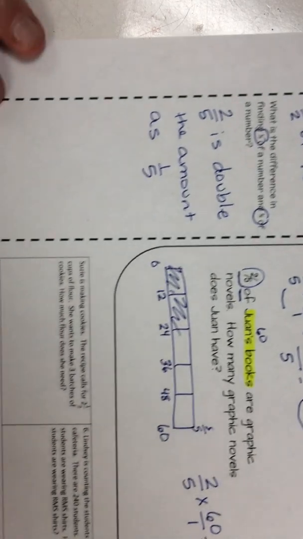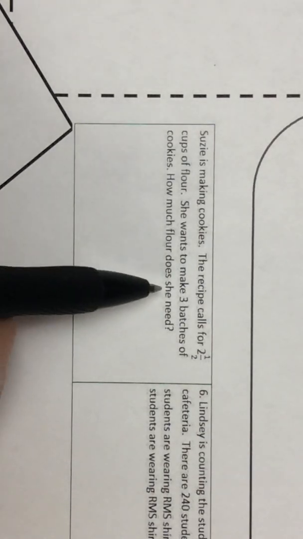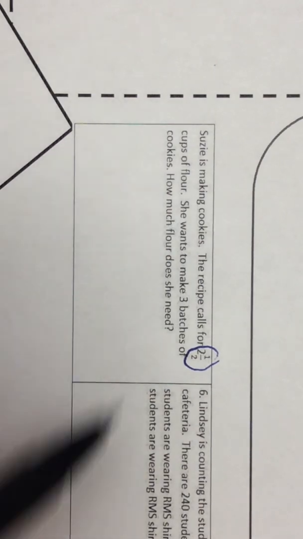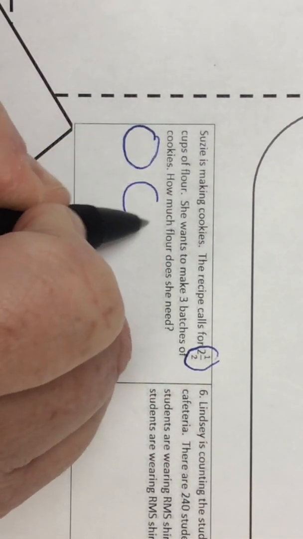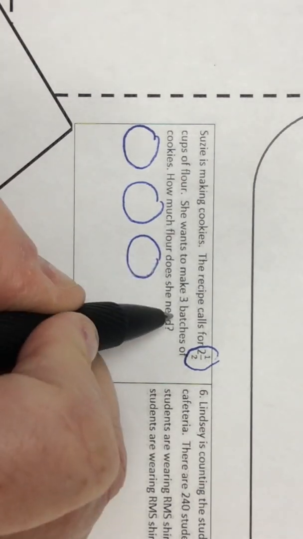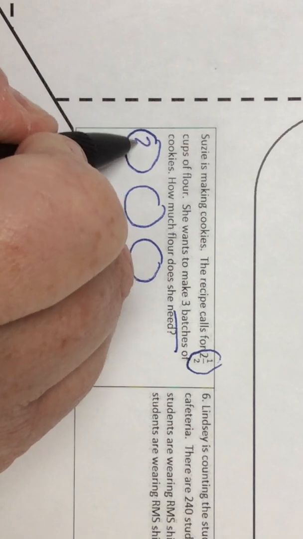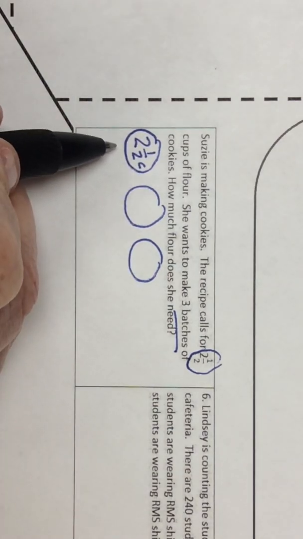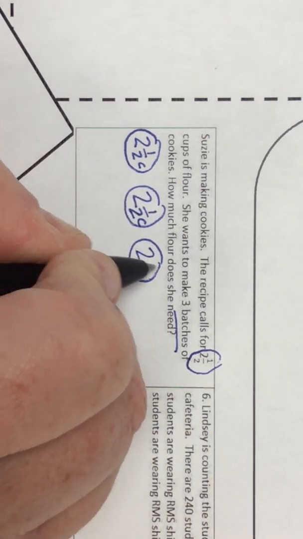All right, we're working our way right through this, okay? Susie's making cookies. Yum. I like cookies. The recipe calls for 2.5 cups of flour. She wants to make 3 batches, so sometimes a picture helps. Here's a batch, here's a batch, and here's a batch of cookies. A batch is like 1 recipe full, okay? So this is 2.5 cups of flour for 1 set of cookies, 1 batch of cookies. 2.5 cups. And 2.5 cups.